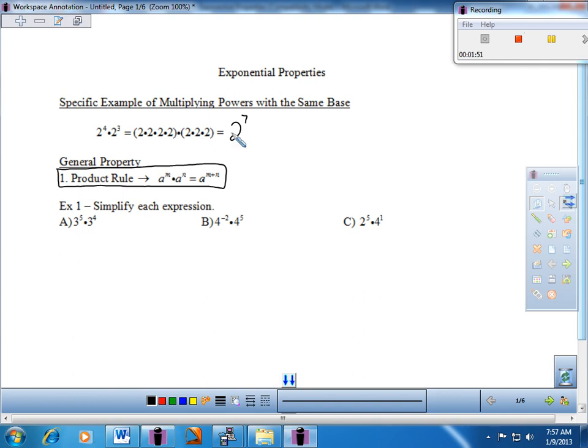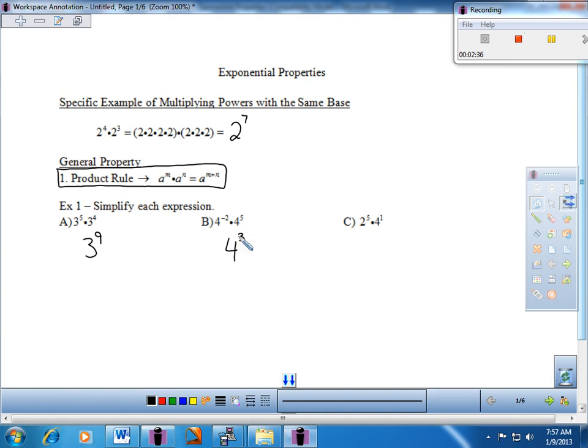We'll just keep everything nice in the base that it's in here. So I have 3 to the 5th times 3 to the 4th. So keep the base and add the exponents. Multiplying 2 powers with the same base, that's the first property, what's called the product rule. 4 to the negative 2nd times 4 to the 5th. Again, keep the base and add those exponents, and I end up getting 4 to the 3rd.